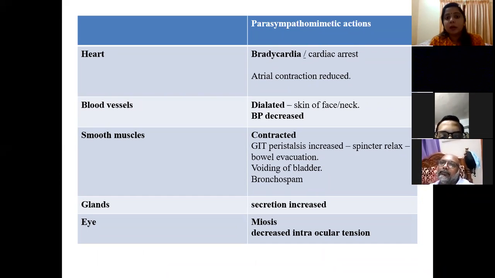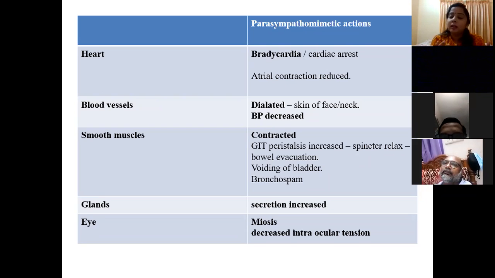Smooth muscles. Parasympathetic is associated with rest and digest, so the smooth muscles will get contracted. That means digestion should take place. Peristalsis is increased. It causes bowel evacuation, voiding of urine. Since in general every smooth muscle undergoes contraction, there is also bronchospasm. Glands: in order to undergo digestion, saliva secretion should be increased, so just remember that all the secretions are increased.